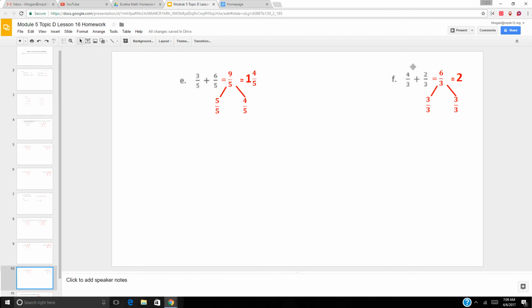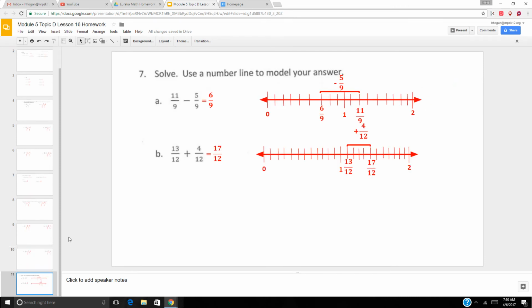4 thirds plus 2 thirds. 4 plus 2 is 6. 6 thirds. We have 3 thirds up. 3, 4, 5, 6. Up. 3 thirds again. 1 and 1 make 2. And finally, and I don't really know why they are going back to the number line because you've been using it without. I think it's just to make it solid.